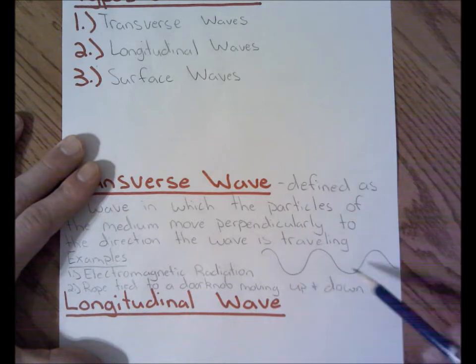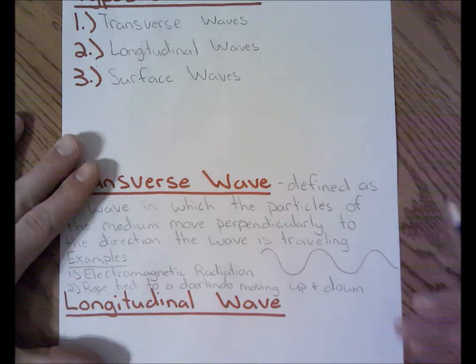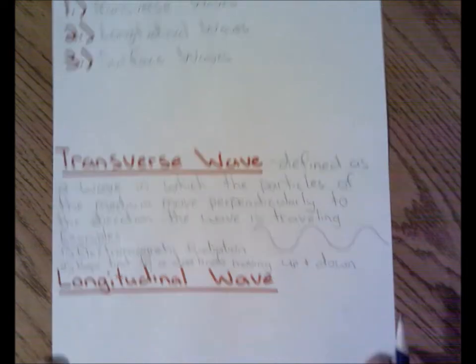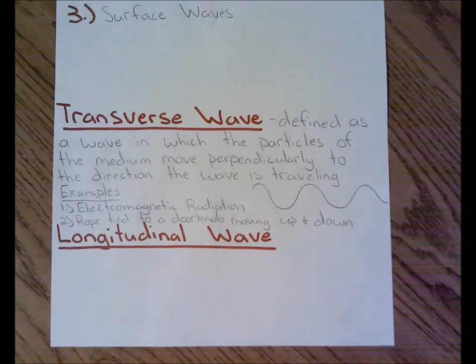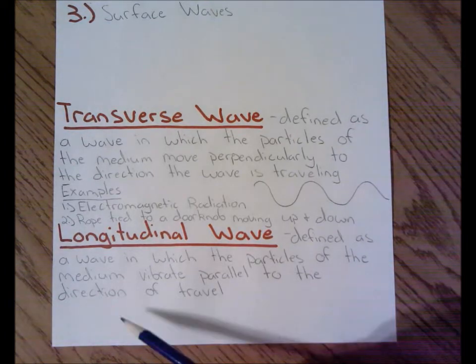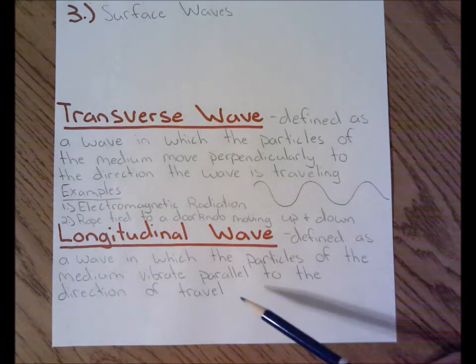Now, a longitudinal wave. I've mentioned it, but I haven't gone into much detail. A longitudinal wave is just defined as a wave in which the particles of the medium vibrate parallel to the direction of travel in which that wave is moving. Again, the key word here for a longitudinal wave is parallel. There's that parallel movement of the energy and the wave motion.